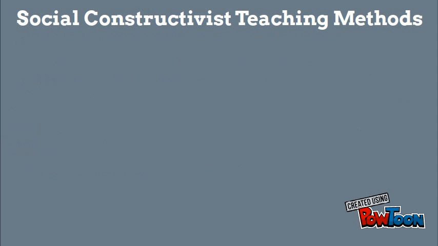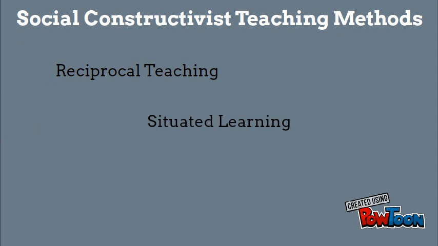Three examples of social constructivist teaching methods are reciprocal teaching, situated learning, and anchored instruction. Reciprocal teaching involves small groups of students teaching concepts to each other. Situated learning promotes learning that is meaningful, relevant, and active, and anchored instruction uses relevant and interesting material to engage students.